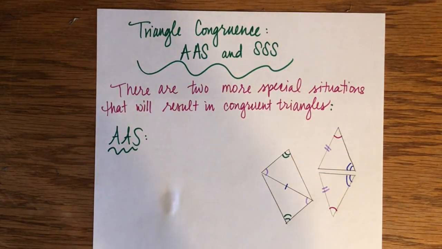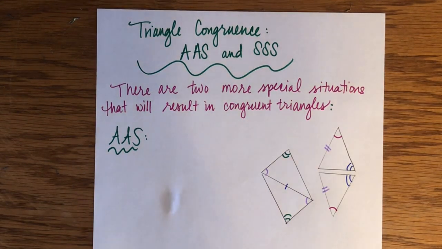Everybody. So today's assignment is continuing with triangle congruence, and last time we talked about side angle side triangle congruence and angle side angle triangle congruence. And when we had those, we were looking at angles being in between two sides and sides being in between two angles. This one is going to look a little bit different.